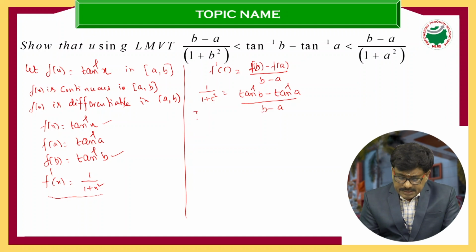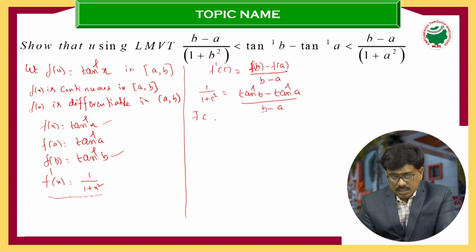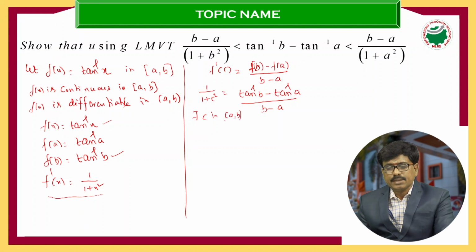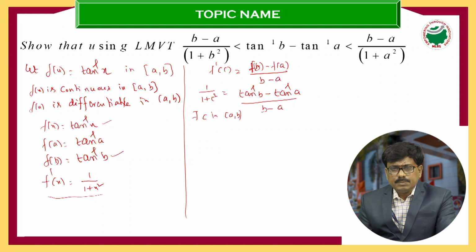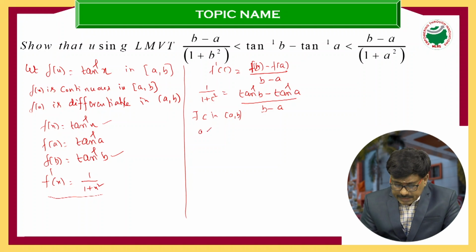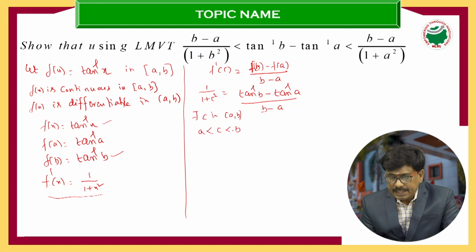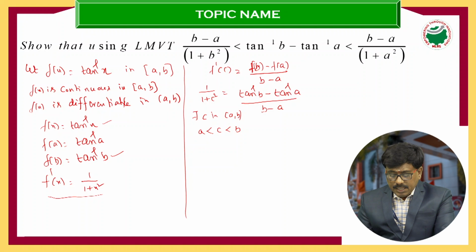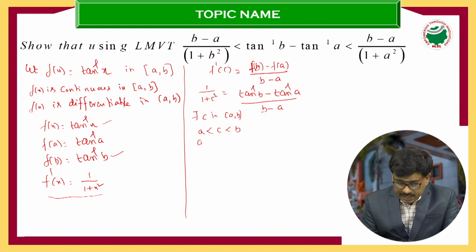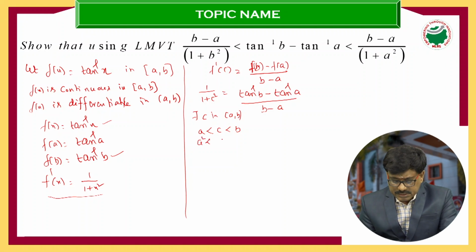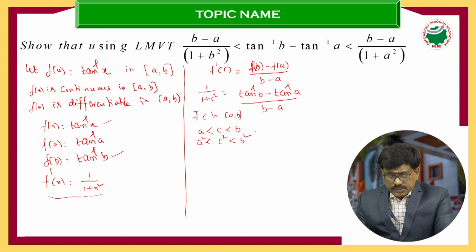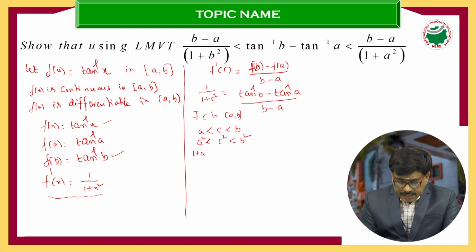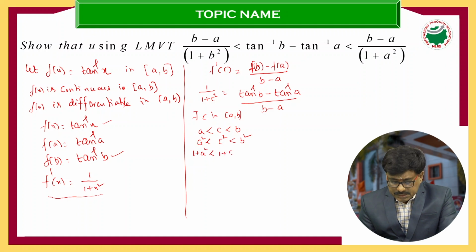See, there always exists a point c in the open interval a comma b. Let us write the existence of c in between a and b as an inequality: c always lies between a and b. Let us take their squares: a square less than c square less than b square. Suppose I add plus 1, is there any change in the inequality? There is no change: 1 plus a square less than 1 plus c square less than 1 plus b square.